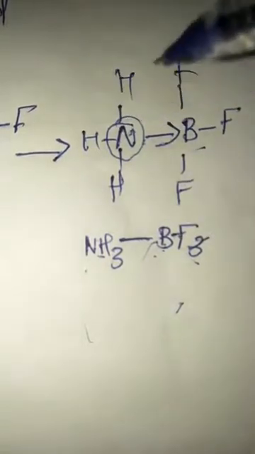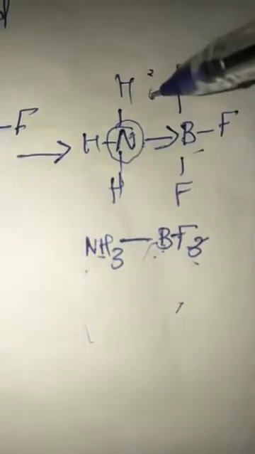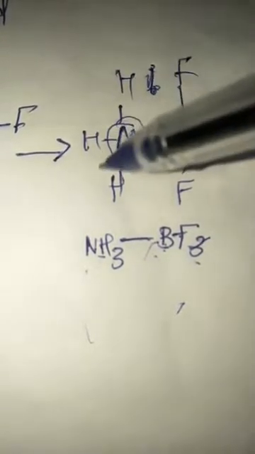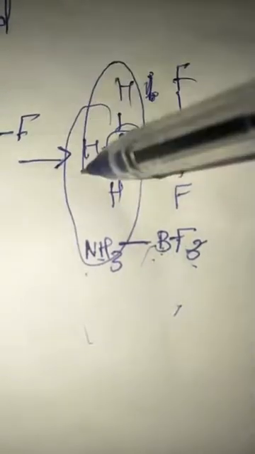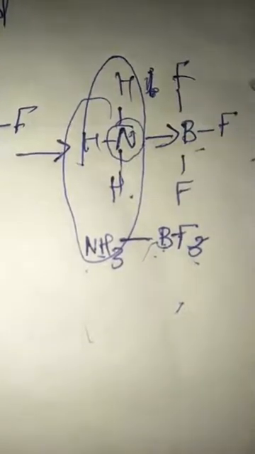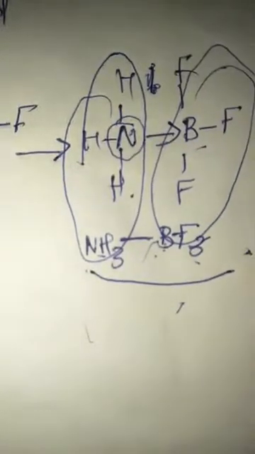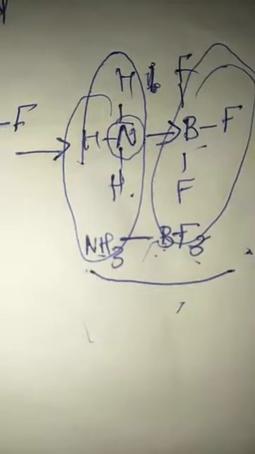This is about coordinate covalent bonds. For the bond formation, two electrons are needed. These two electrons are contributed by only one of the atoms, that is ammonia to boron trifluoride, and they form a bond. Then this type of bond is called a coordinate covalent bond.